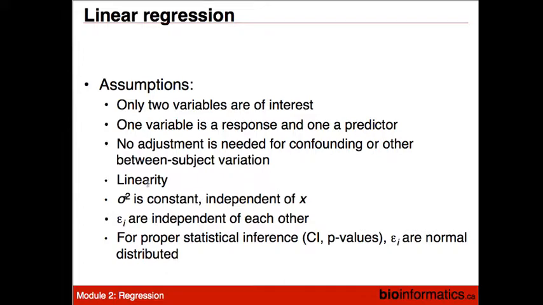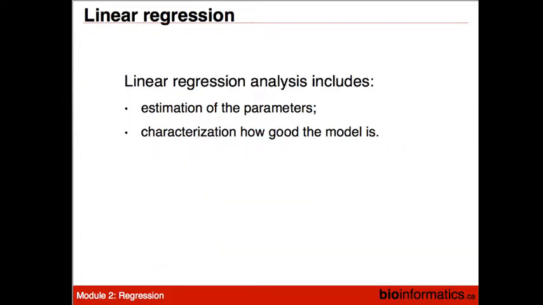The correlation coefficient, the variance should be constant, and especially it should be independent of the size of the value, so we shouldn't have larger variance if the values are large. The errors should be independent of each other, and for proper statistical inference, the errors or the noise should actually be normally distributed. So even a simple statistical regression like linear regression has a number of implicit assumptions that we make. Fortunately, most of these assumptions are not bad, so we can live with them.